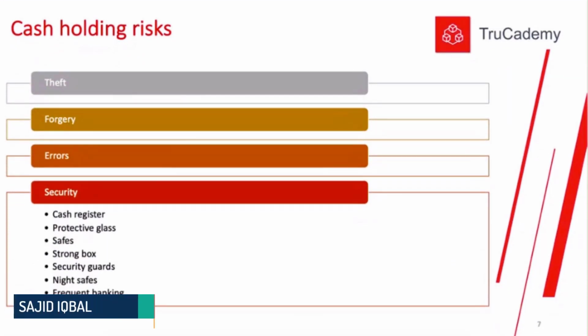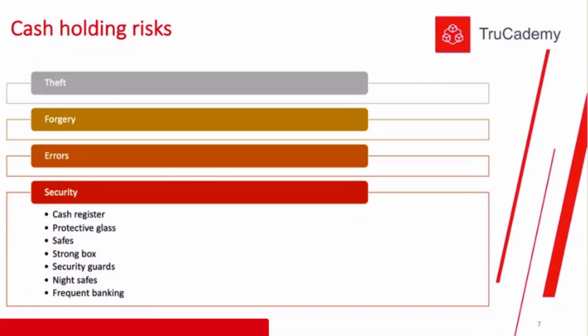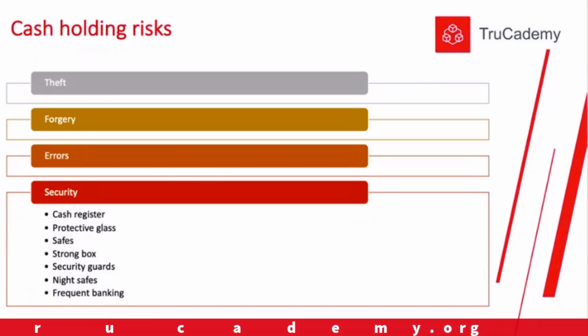After this, whenever we are holding cash, cash is very volatile and is the kind of asset which is always prone to theft. So whenever you are holding cash, there are a lot of risks you are taking. First of all, risk of theft. Somebody can walk into your business and at gunpoint steal your cash.